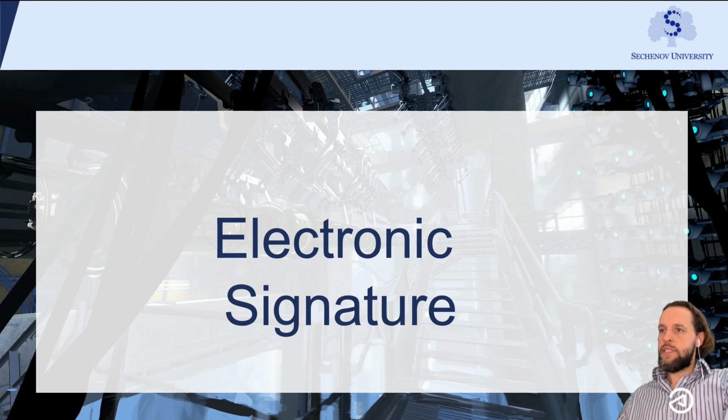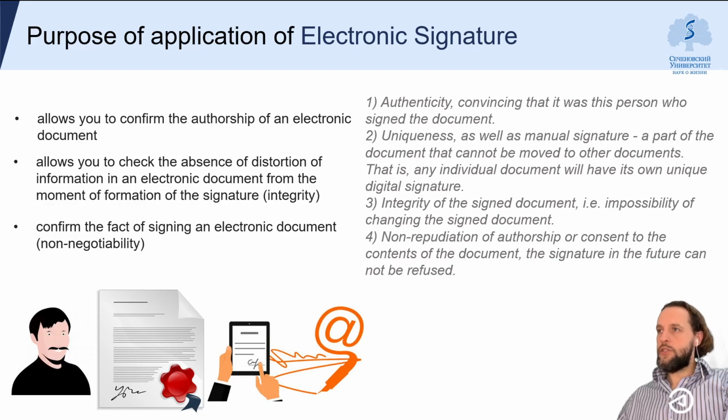And based on this principle, we will have an electronic signature, which could be applied on the document. The electronic signature will allow us to confirm the authorship of the electronic document, and it will allow us to check the absence of distortion of information in the electronic document, its integrity. And to be able to use this digital signature, we will need to make it non-negotiable, so the person who signed the document will not be able to say that it's not his signature.